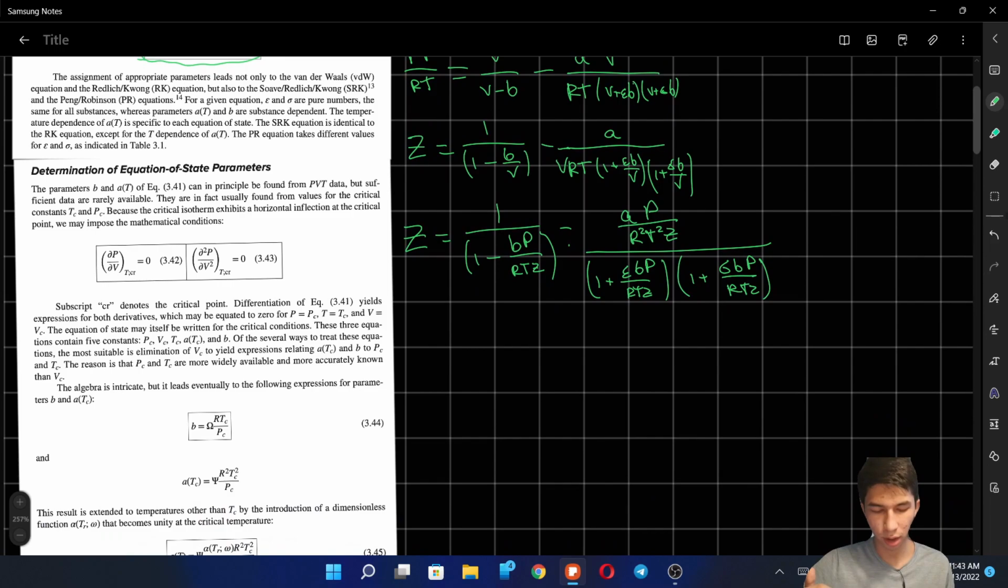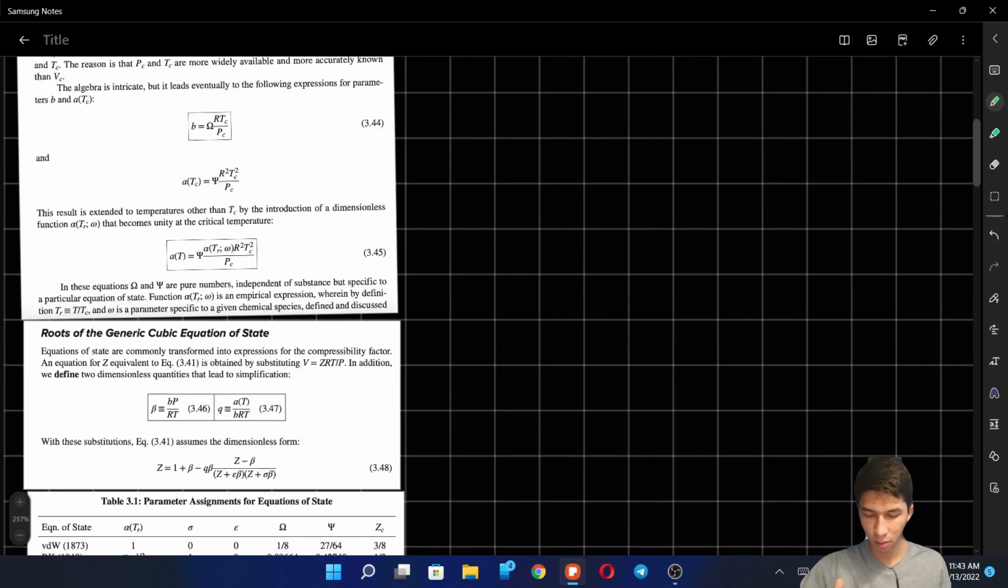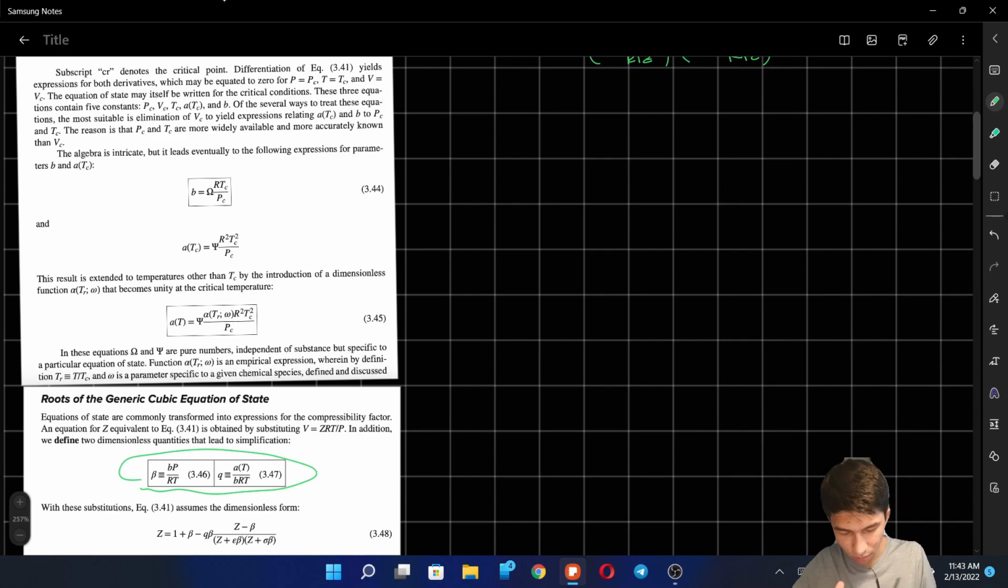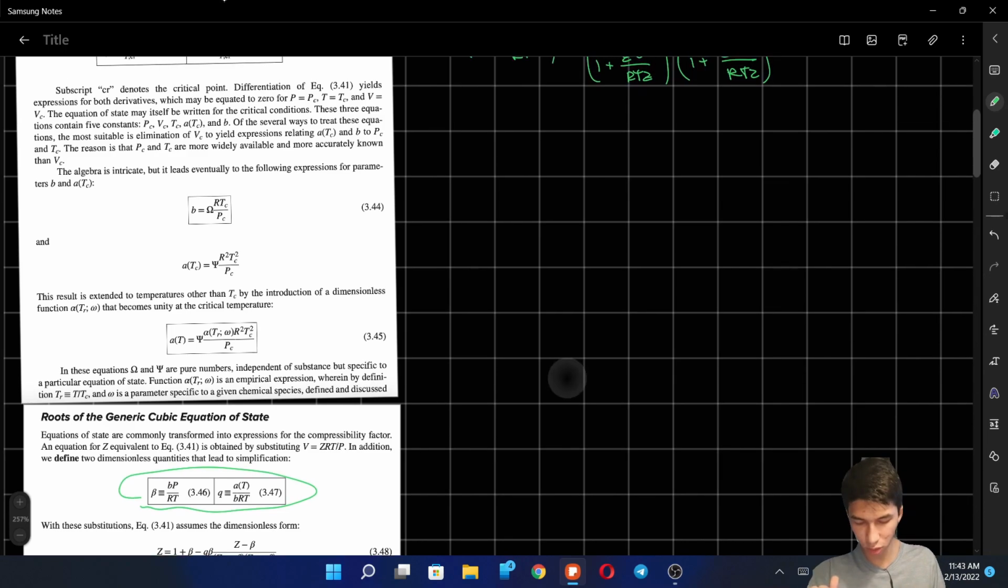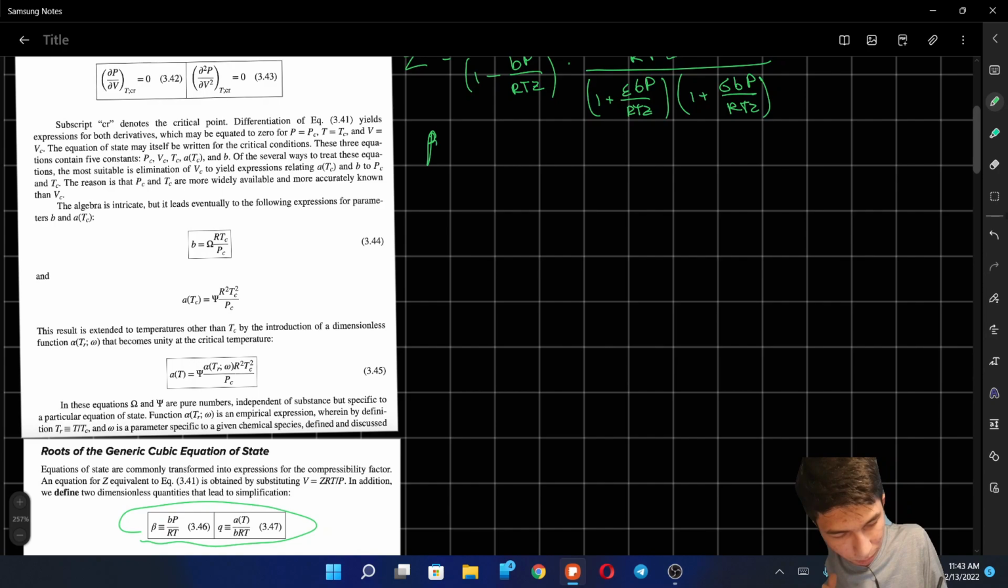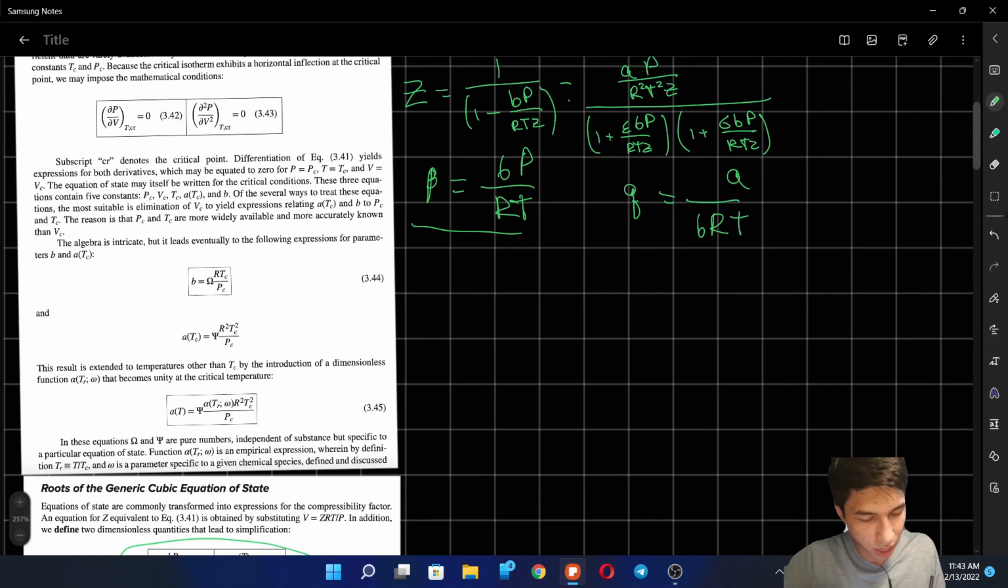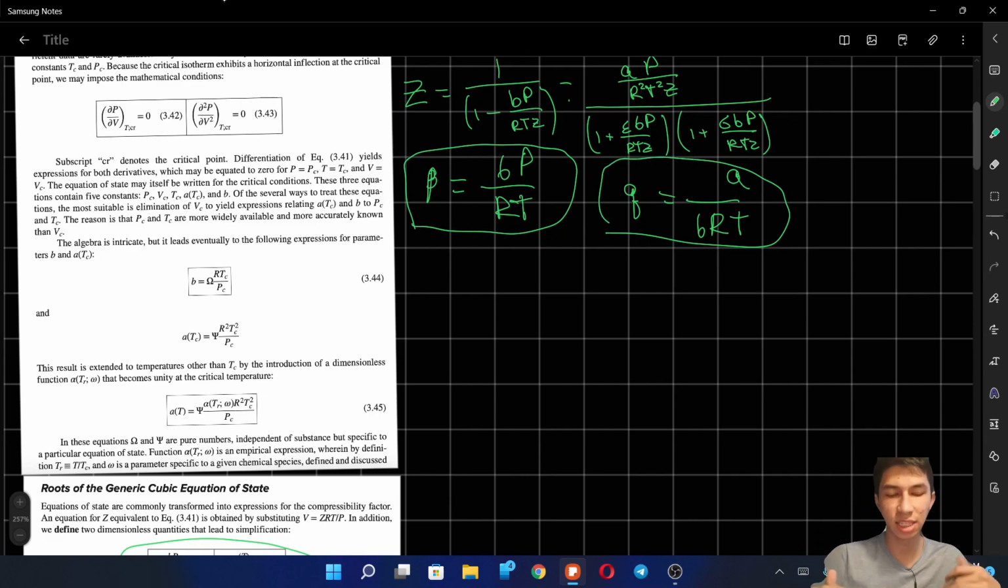So if we look at our equations, here we are given two equations in terms of beta and q. We know that beta is equal to bP over RT, and we have q, which is equal to a over bRT, right? So now we have two more parameters, so let's apply these to our equation and try to change it.